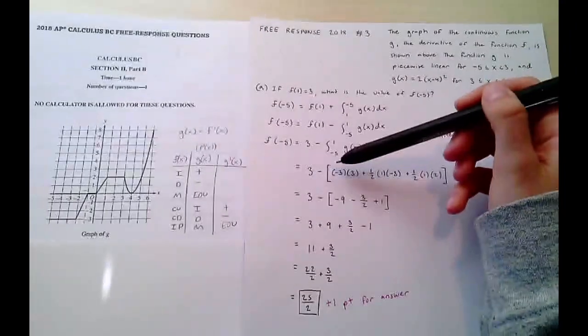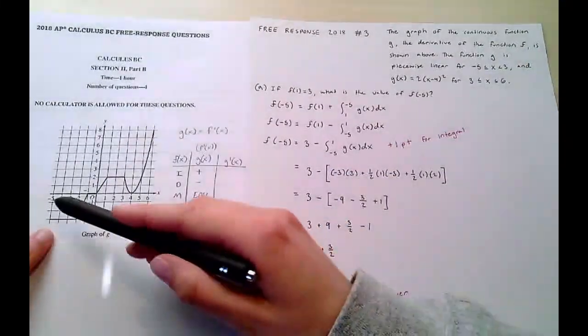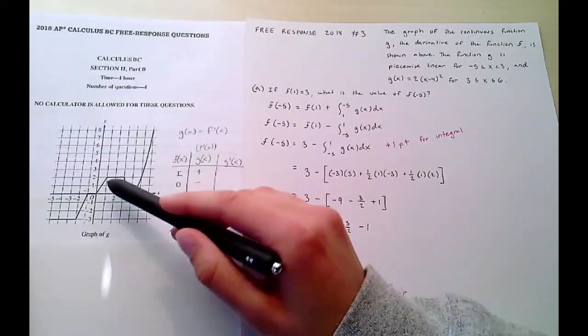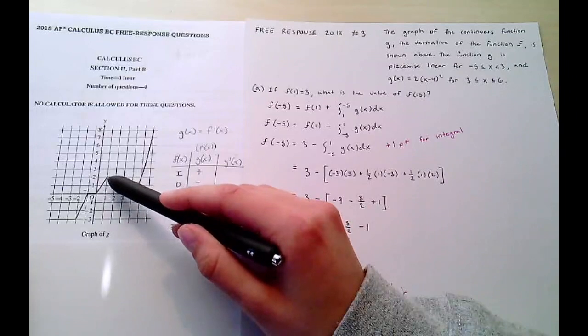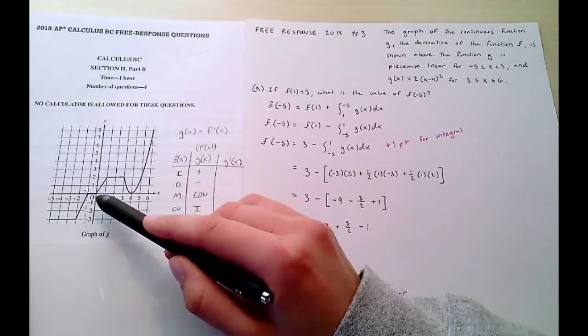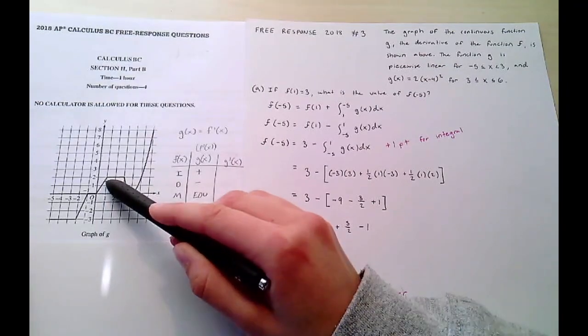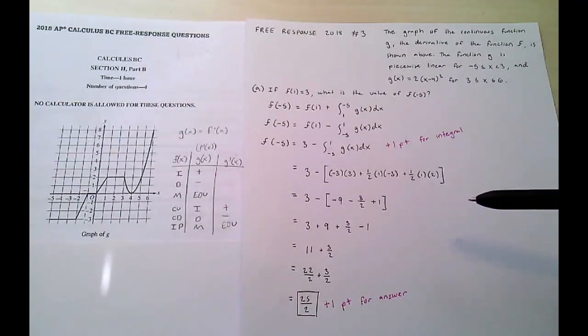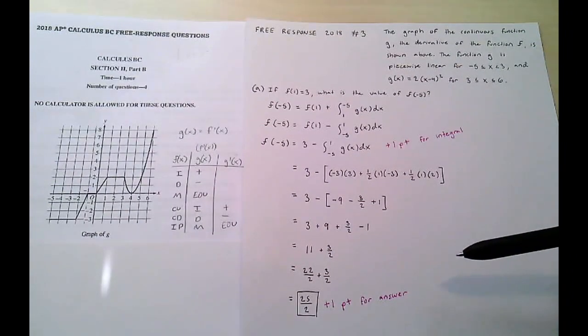So we have 3 minus a negative 3 times 3, which is this area right here, plus 1/2 times 1 times negative 3, which is the area of this triangle right here, and then plus 1/2 times 1 times 2, which is the area of this triangle right here. In order to simplify, you eventually get 25 over 2. Part A of question number 3 is worth 2 points. You can get 1 point for the integral and 1 point for the answer.